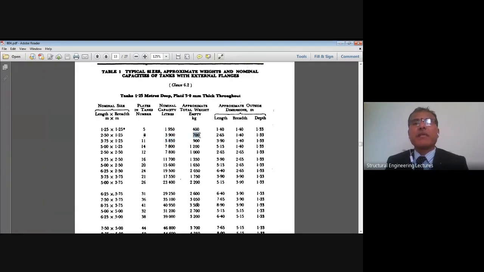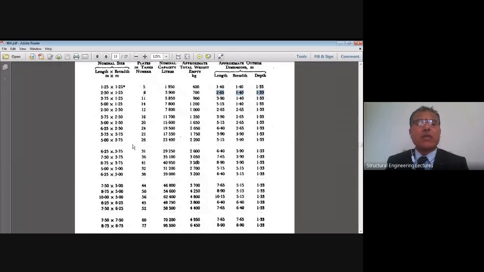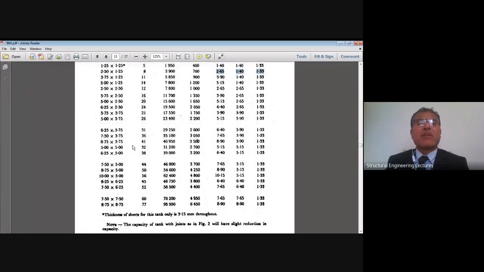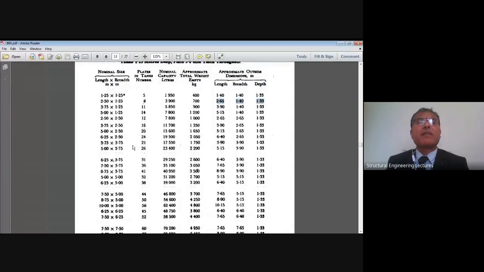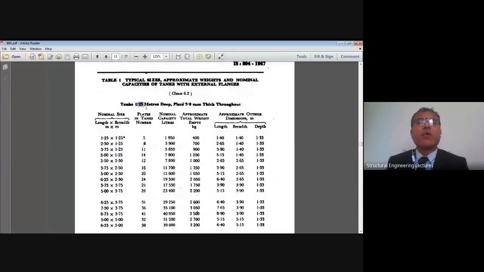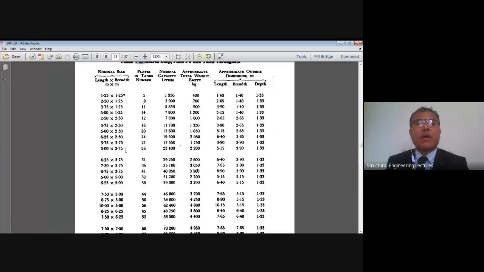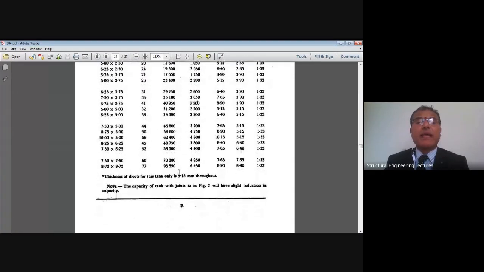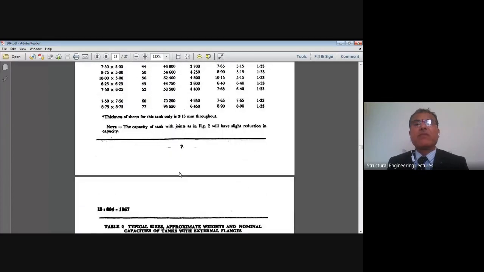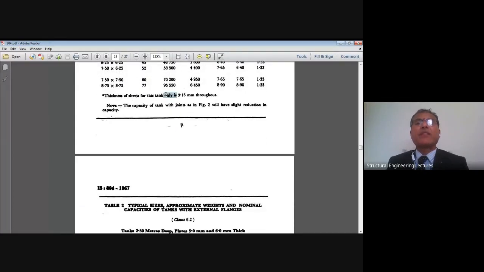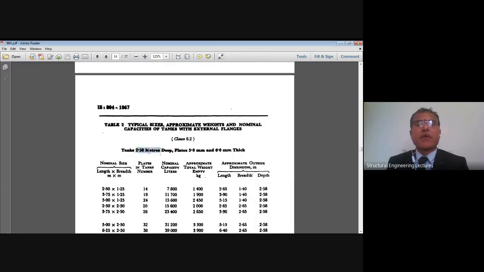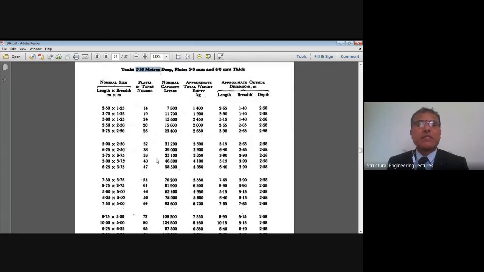And approximately sulfate is equal to 700 kg, and the external dimensions are 2.65 by 1.4 by 1.33. Students, now you can see the size, length and breadth for this much height, 1.25 meter only. But for what length, what breadth, how much water-carrying storing capacity, now I do have 95,550 liters, right?